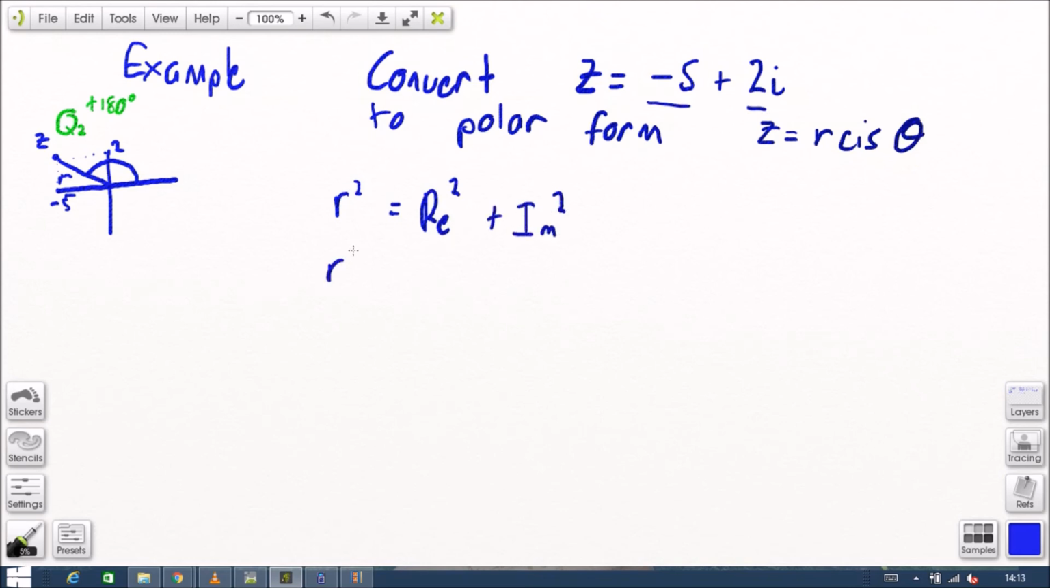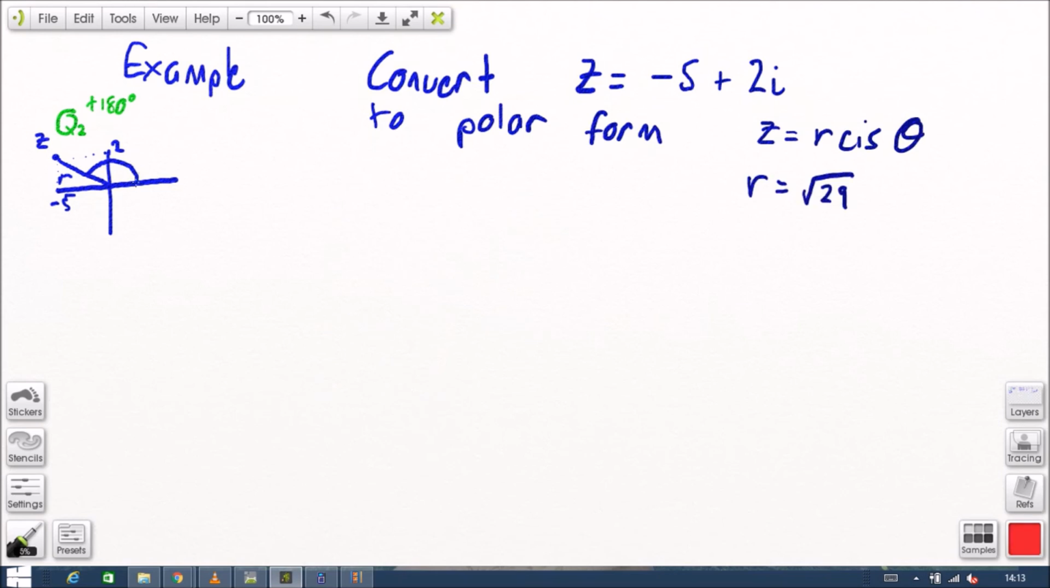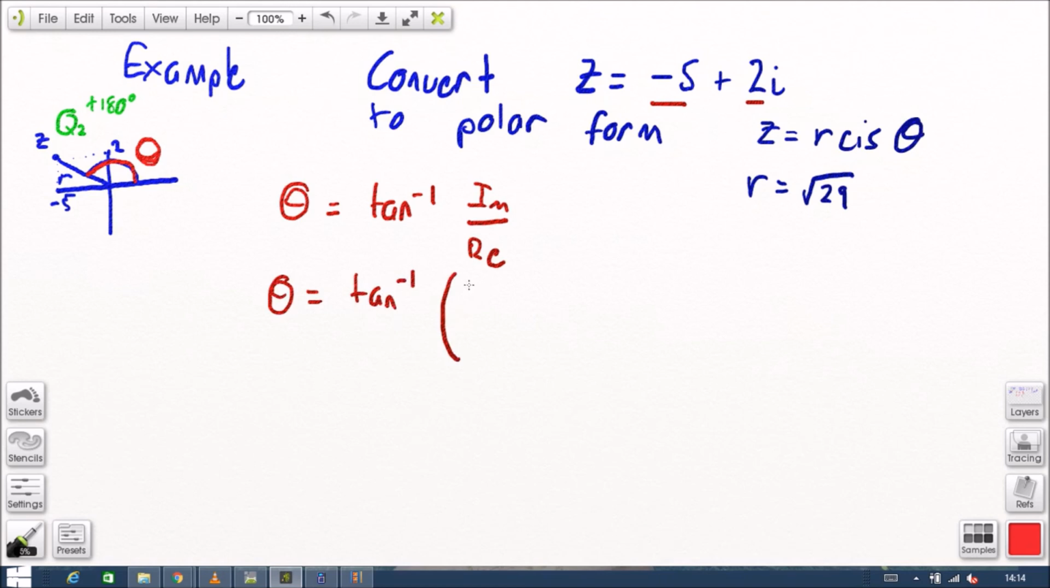R squared equals the real number squared plus the imaginary part squared. So it's negative 5 squared plus 2 squared. So we'll just leave r as the square root of 29. Now we have to find the angle, or the argument. So it's going to be the inverse tan of the imaginary part divided by the real part. In this case, it's going to give us negative 22 degrees.